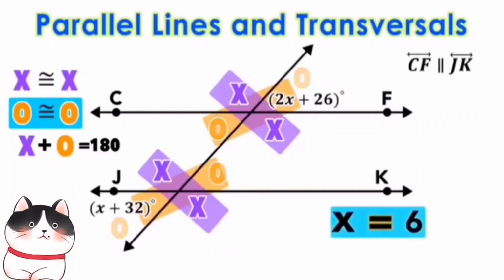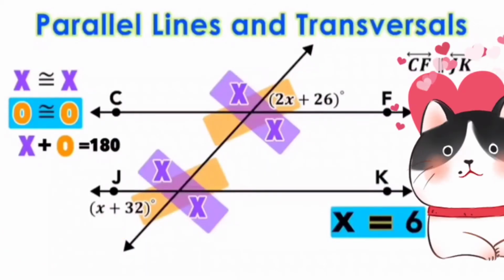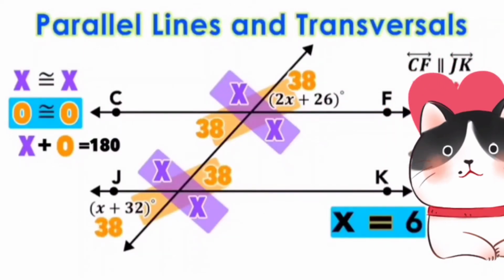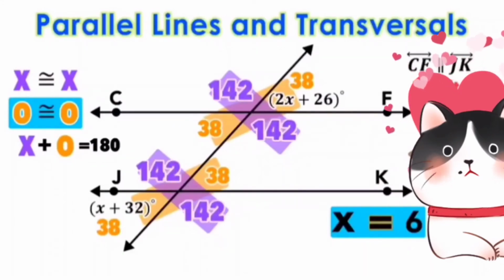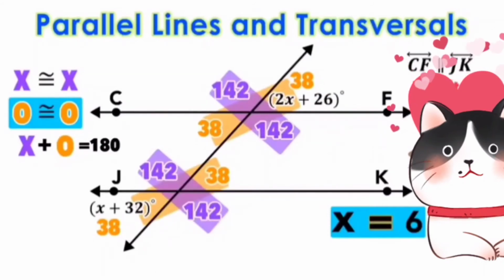Now we are not finished here. In order to find the angle measures, we have to substitute 6 back into each expression. Doing that gets us an angle measure of 38 degrees for all of the acute angles, the O's, and subtracting that from 180 gives us 142, which is the measure of all of the obtuse angles.